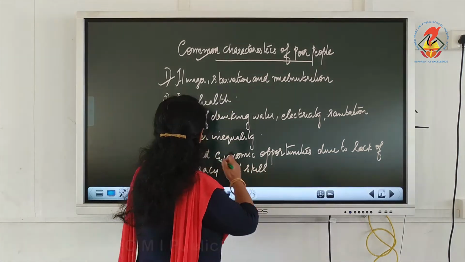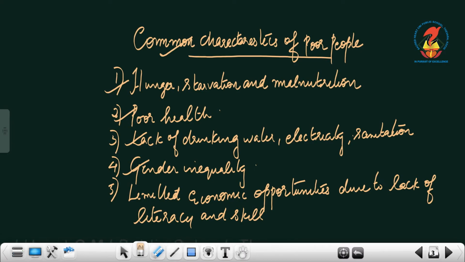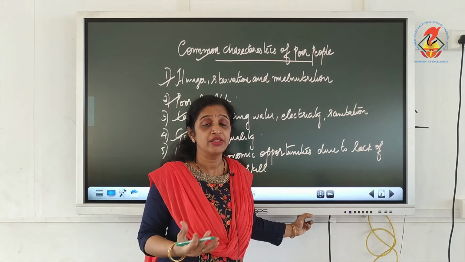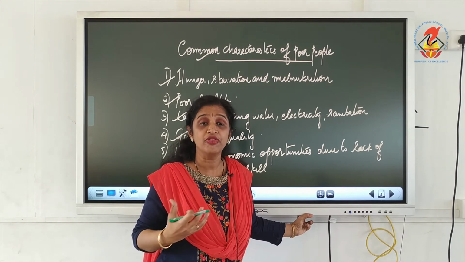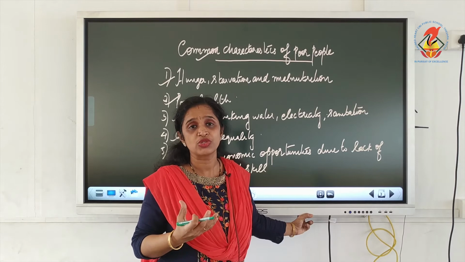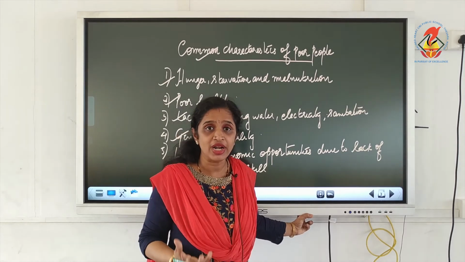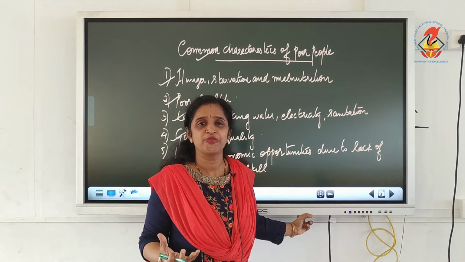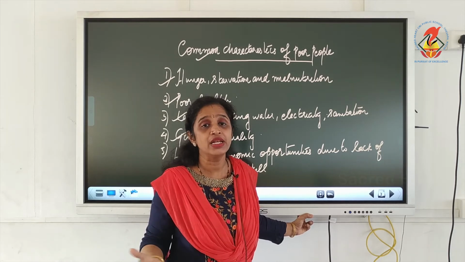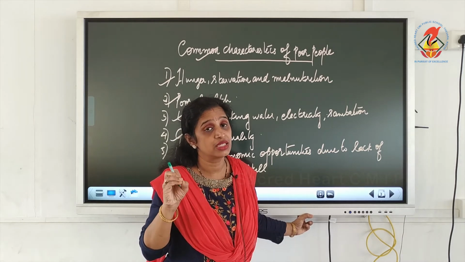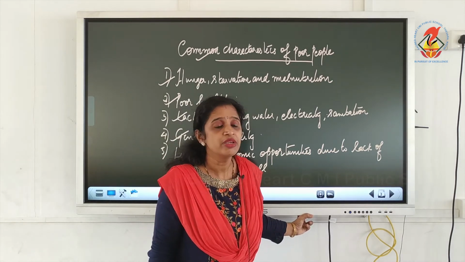Then comes the next one, gender inequality. There is no equality between male and female. The female categories are fully deprived, they are not getting any chances. As there is inequality, that is also a common characteristic of poor people. Women are completely deprived in society, so that also comes as a characteristic of poor people.